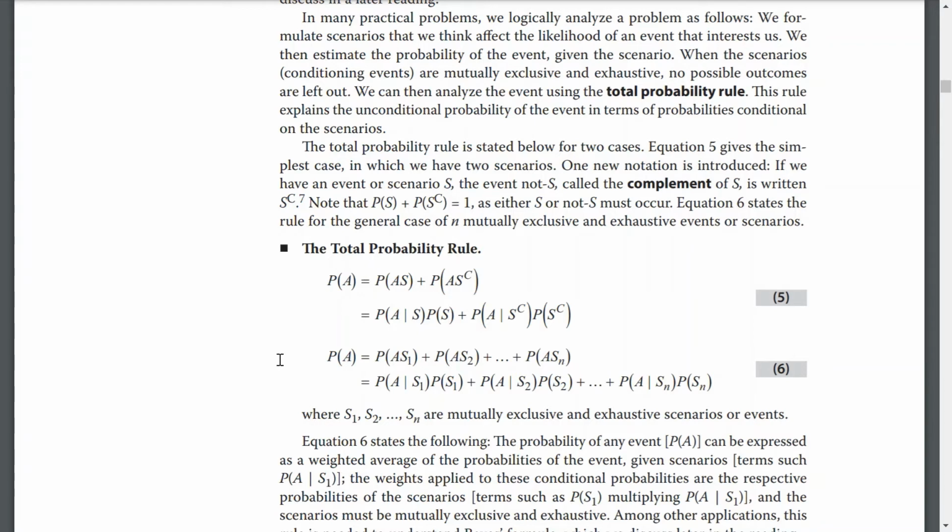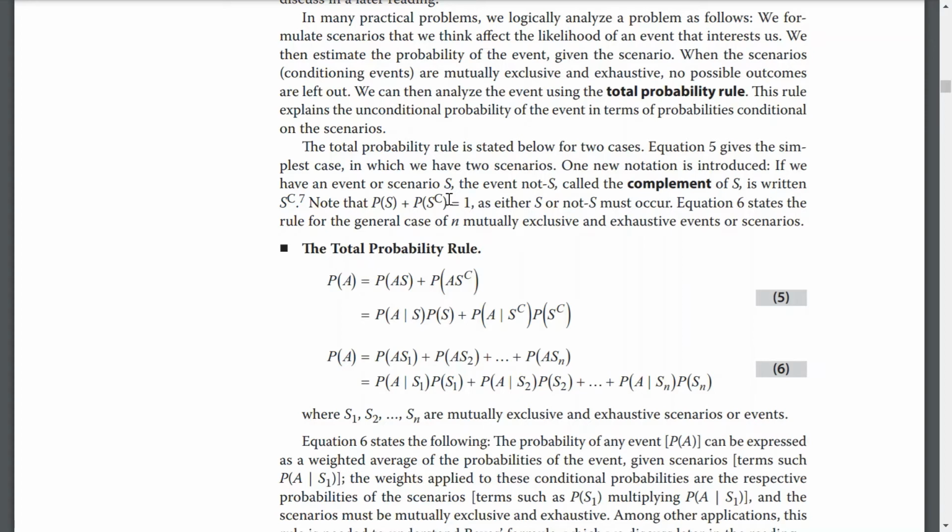One new notion is introduced. If we have an event or scenario S, the event non-S, the so-called complement of S, is written as S^C. Note that the probability of S plus the probability of S^C is equal to 1. When I learned probability, I used S and S prime, like a little tilde on the top. But now it's C. It's finance, so it's a bit different than when I learned statistics back in university. As either S or not S must occur.